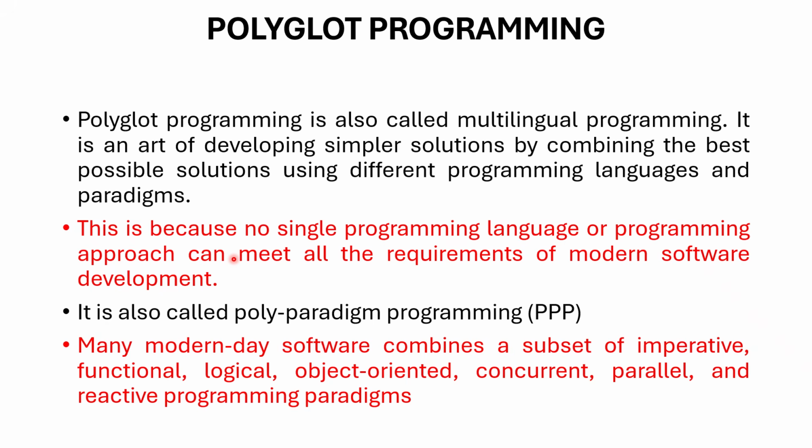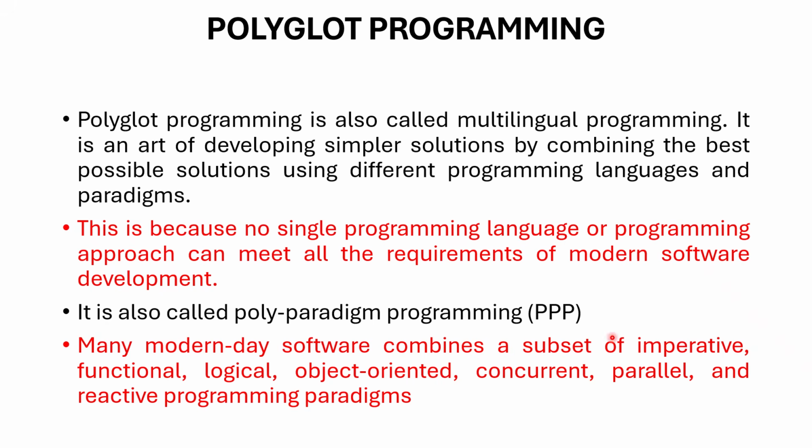So we can imagine that two different languages are suitable for the entire IoT application. Then it is also called poly paradigm programming or PPP. Many modern day software systems combine a subset of imperative, functional, logical, object oriented, concurrent, parallel and reactive programming paradigms.